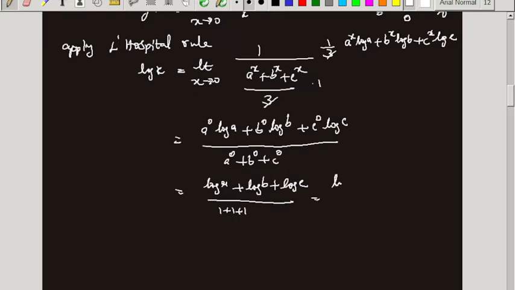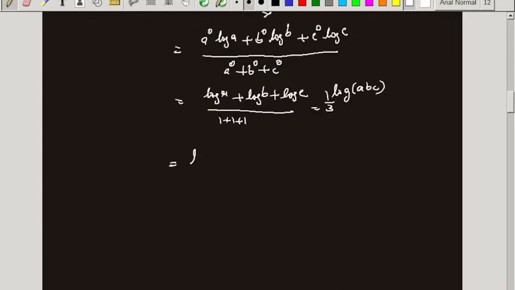So we can write this as log of a into b into c, dividing by 3. This is nothing but 1 by 3. We can write it as log of (a into b into c) power 1 by 3, which is nothing but equal to log k. So here if we compare this, we can write k equal to (abc) whole power 1 by 3, is the answer.